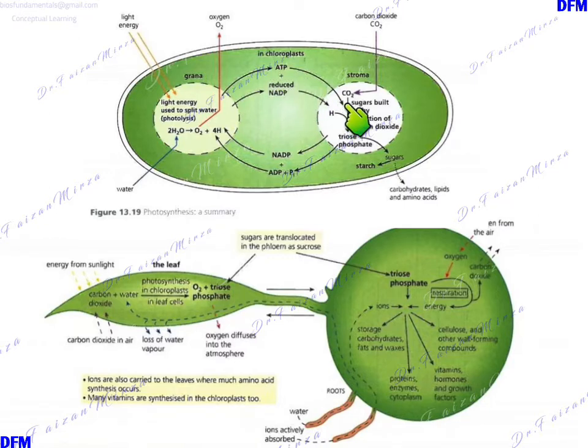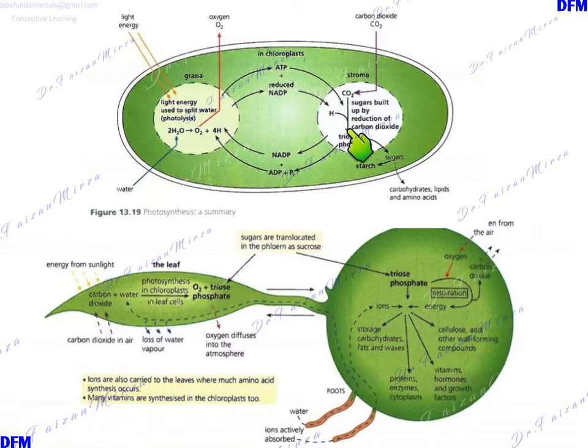In the stroma they will be used to convert carbon dioxide into triose phosphate. Triose phosphate is the major sugar which is produced in photosynthesis, and this is the sugar which will be turned into other sugars, other compounds, other carbohydrates, proteins, and nucleic acids, and amino acids, and anything like cellulose or lipids that the plant would need.